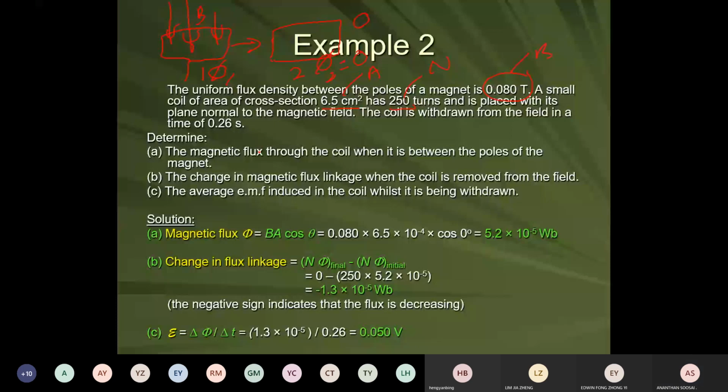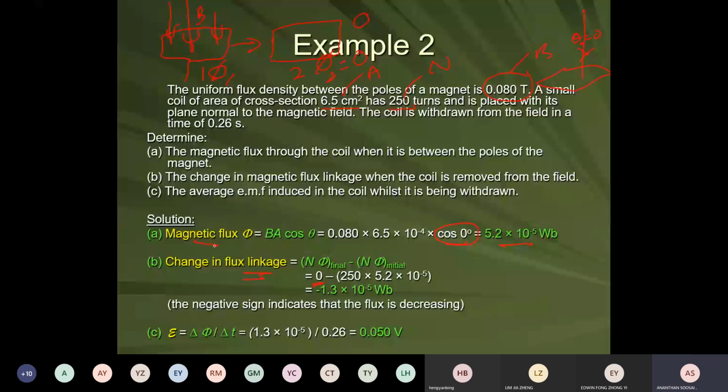The question is asking for the magnetic flux through the coil when it is between the poles of the magnet. What is the original magnetic field? The flux 1 is B cos theta. But cos theta, we take it as 0 because the surface is vertical like this. So the angle there is 0. So 5.2 times 10 to the power negative 5, sorry. Change in flux: the final flux we know is 0 minus the original flux, but we need to multiply by the 250 because of flux linkage. Whenever they say the word linkage, it means you need to multiply by the N.